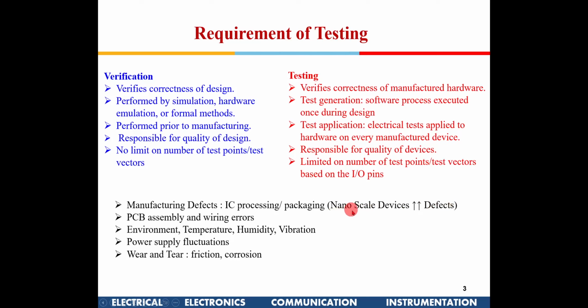But for non-critical applications like our mobiles and desktops, that is the place where we keep pushing nanoscale devices, because they operate faster and have higher performance, but they're not very critical. If something fails, it is not going to critically affect anybody. So that is the reason. Now you could have defects in the PCB, environment, temperature, humidity, vibration, power supply fluctuations, wear and tear. These are external factors, everything post your verification. So this testing takes care of all these issues.